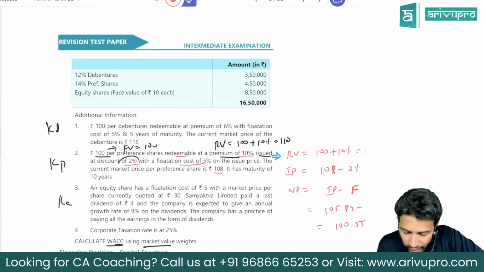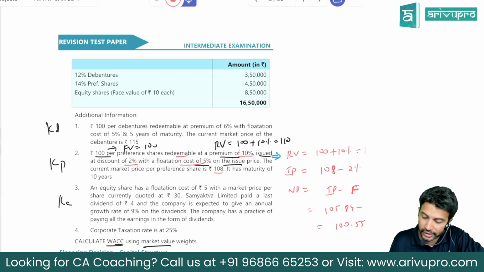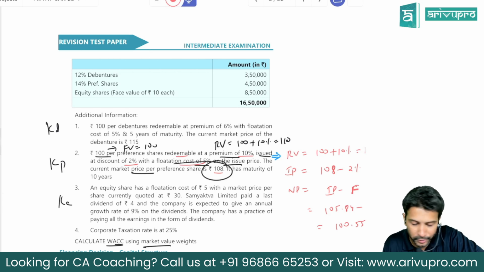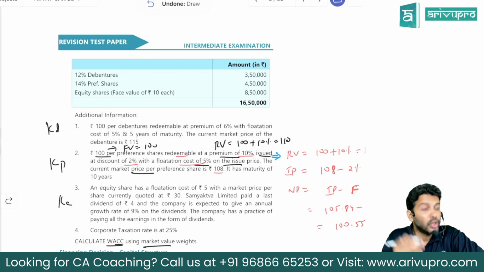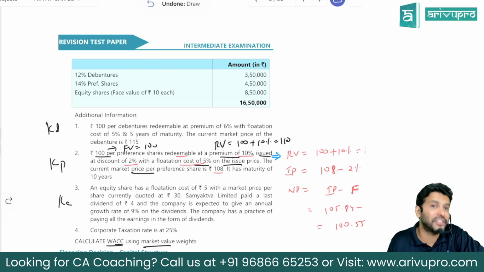They are issued at a discount of 2%. Stop. You will take the discount off, 100 minus 2%. But let's read it fully. Flotation cost is 5% of the issue price. The current market price of the preference shares is 108. Don't calculate the discount of 2% on 100. That's the reason I wrote this.